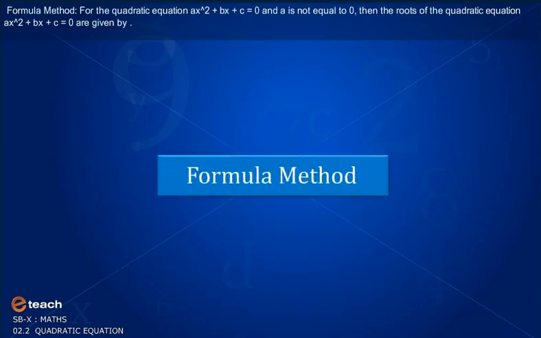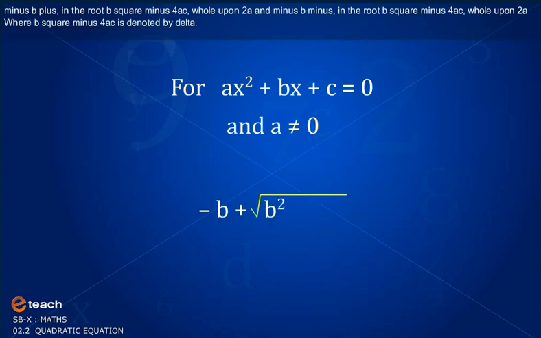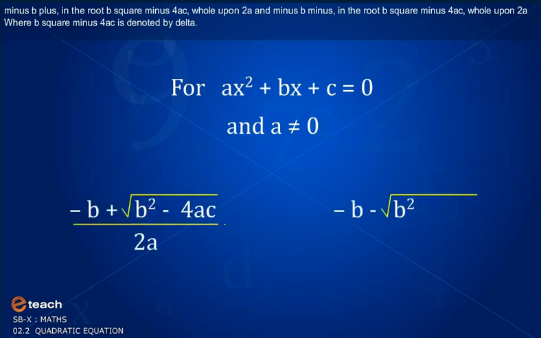Formula method. For the quadratic equation ax square plus bx plus c is equal to 0 and a is not equal to 0, the roots of the quadratic equation ax square plus bx plus c is equal to 0 are given by minus b plus under root b square minus 4ac whole upon 2a and minus b minus under root b square minus 4ac whole upon 2a, where b square minus 4ac is denoted by delta.